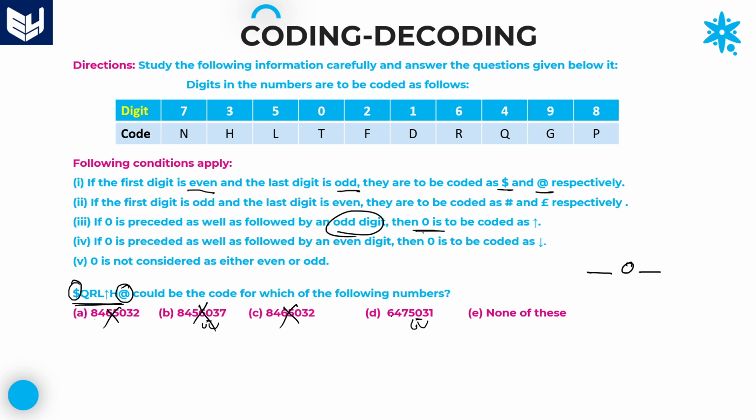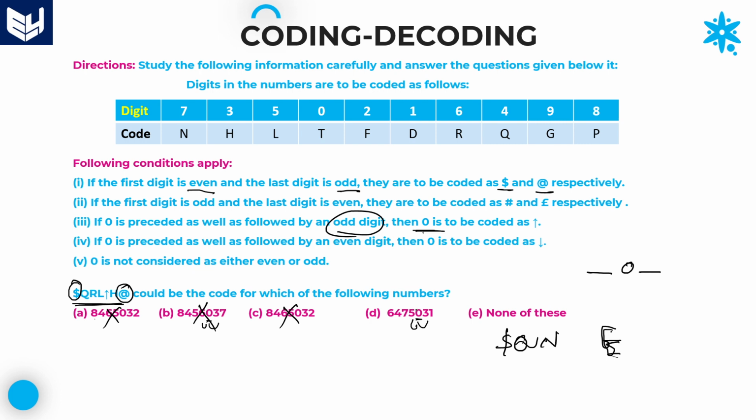Here 6 is equal to, first digit is even, last digit is odd. Therefore, first and last becomes dollar and euro, right? And next one, here 4. 4 is equal to what? Once check it out. Q. Second one is Q. Next 7. 7 is equal to N.